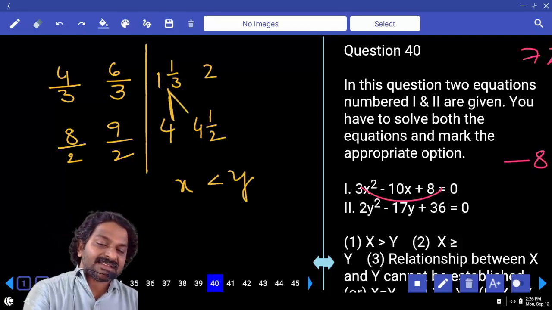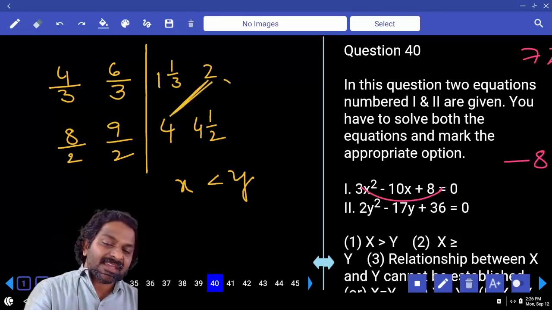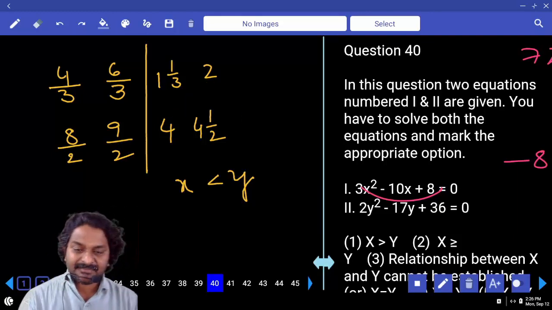X less than y. Everywhere x is less than y.